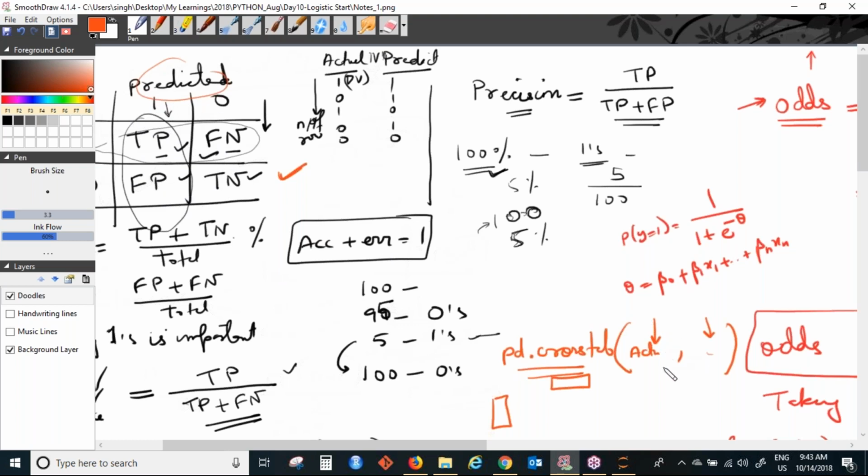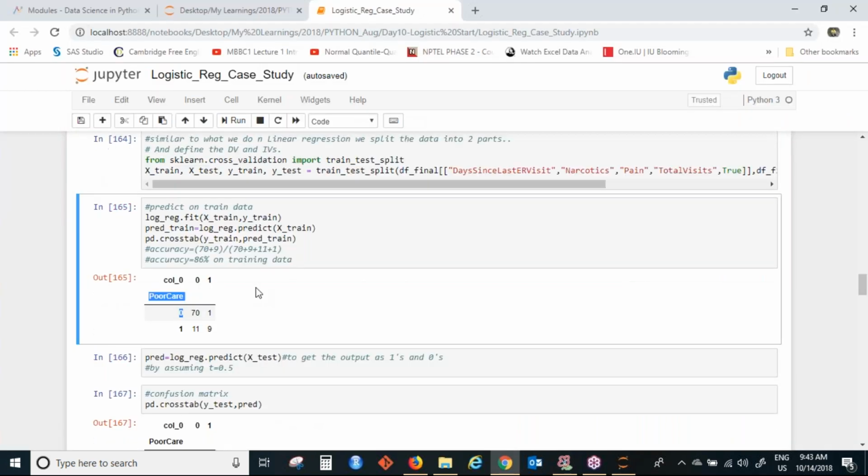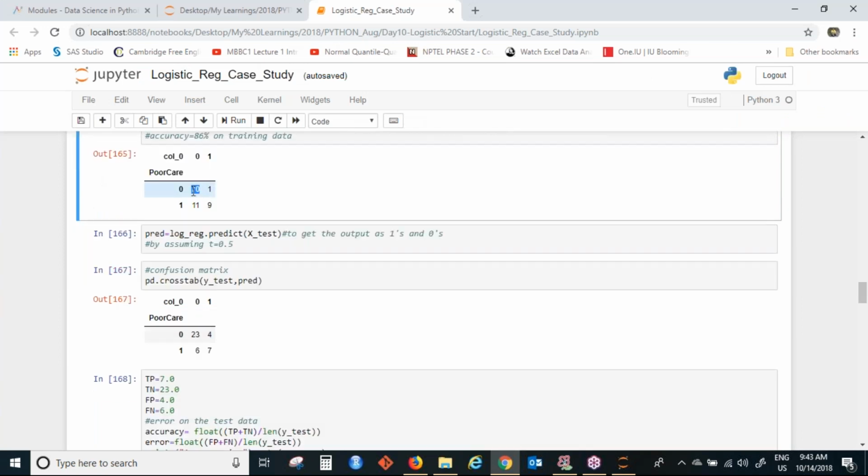So you give your actual values. What is your actual value? Your actual value is y underscore train. And what is your predicted value? This is coming from the model, so pred. Okay, this way you can compute your confusion matrix. So this is what I have. This is 0 0, that means this is true negative. This is 1 1, that means it is true positive.